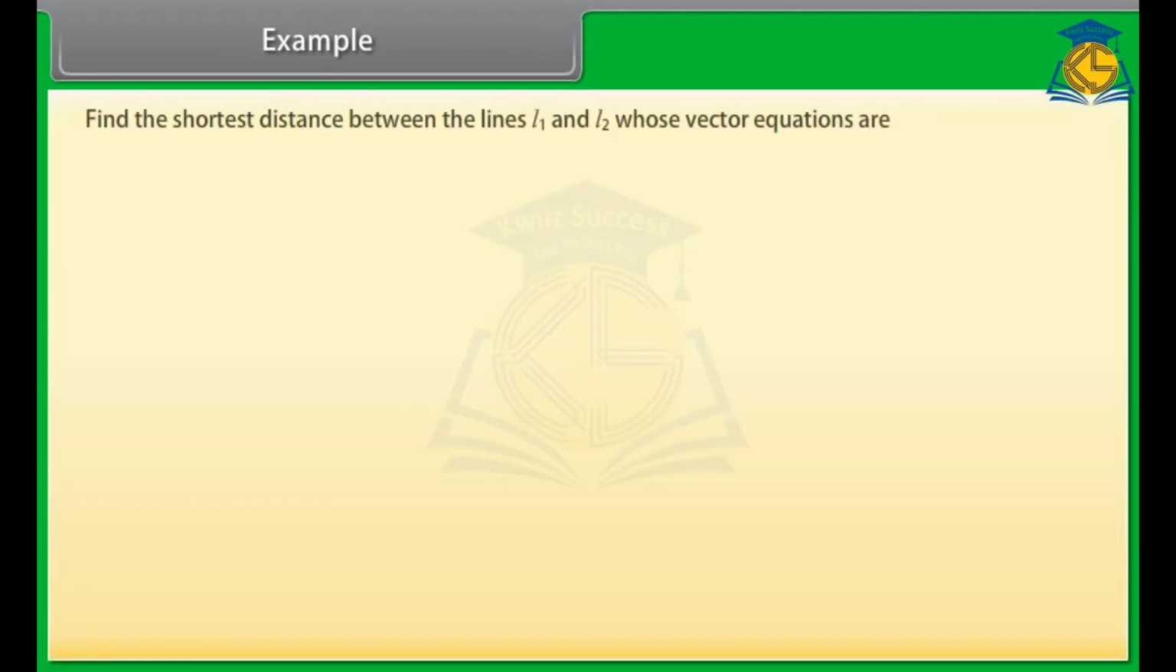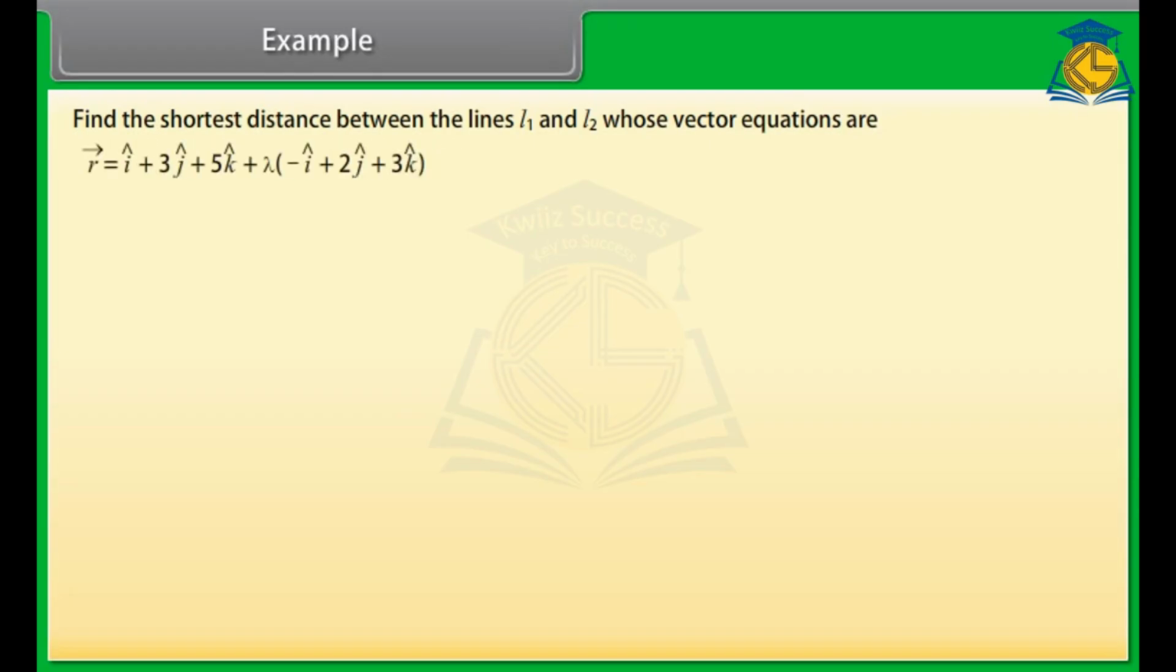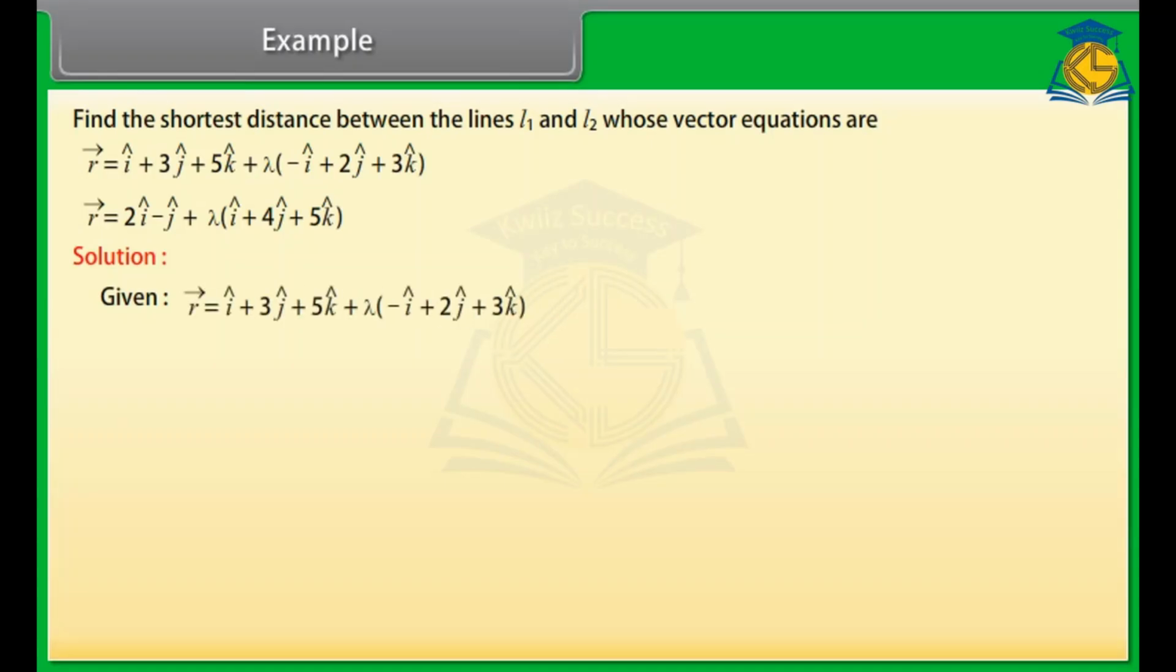Example: find the shortest distance between the lines L1 and L2 whose vector equations are vector r equals i cap plus 3 j cap plus 5 k cap plus lambda times minus i cap plus 2 j cap plus 3 k cap, and vector r equals 2 i cap minus j cap plus mu times i cap plus 4 j cap plus 5 k cap. Solution: given the two equations of the lines.